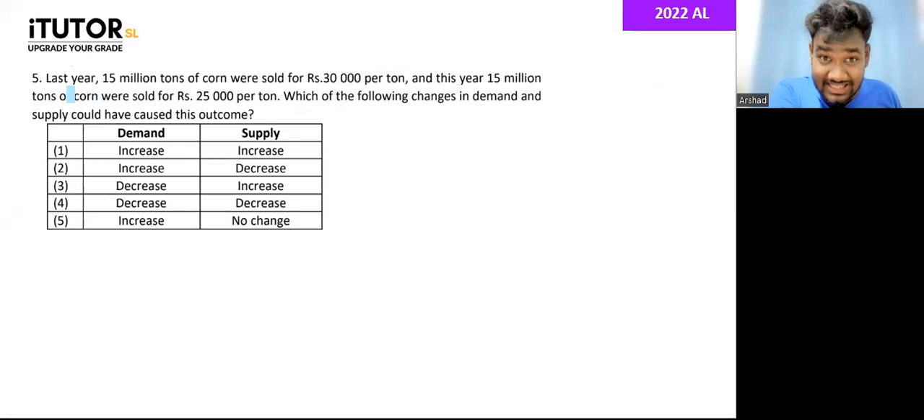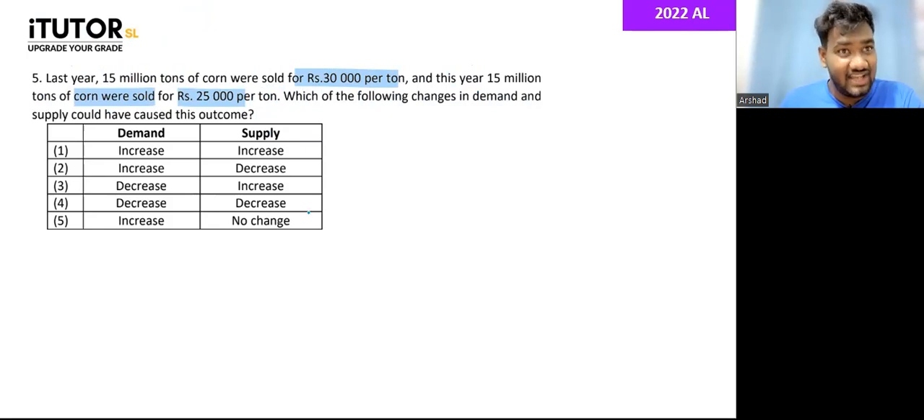So we'll see how many questions were repeated from past papers, with small changes, and how many questions are entirely new. So we'll make a count this time. Last year, 2022, this is the latest paper that was done in February. 15 million tons of corn were sold at 30,000 per ton. This year, 15 million tons of corn were sold at 25,000 per ton. Which of the following changes in demand and supply could have caused this?